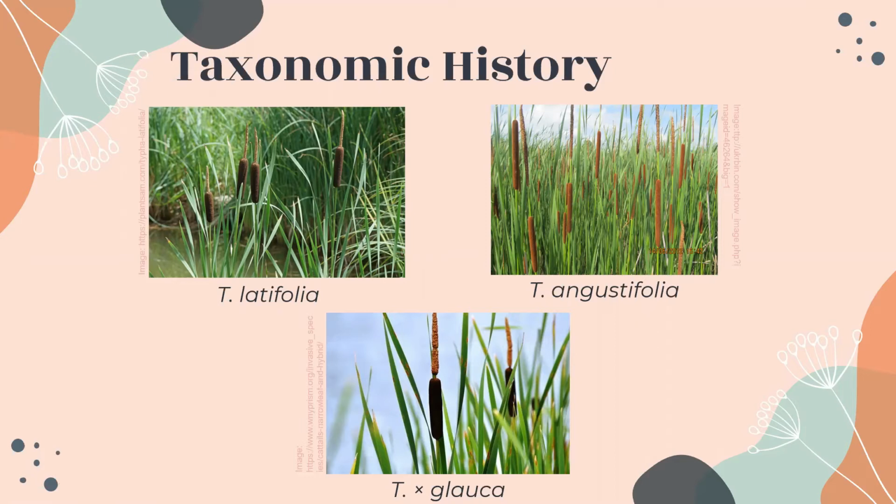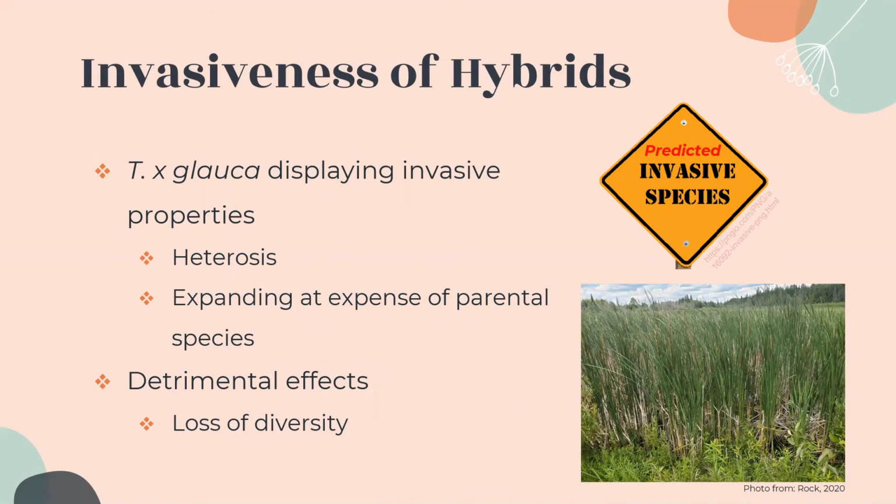The native Typha latifolia and introduced Typha angustifolia make up the parental species of the hybrid. When the pollen from latifolia fertilizes angustifolia, they produce their hybrid offspring, Typha x glauca. This usually occurs where the 2 parental species can be found coexisting, an occurrence typical of the Laurentian Great Lakes region.